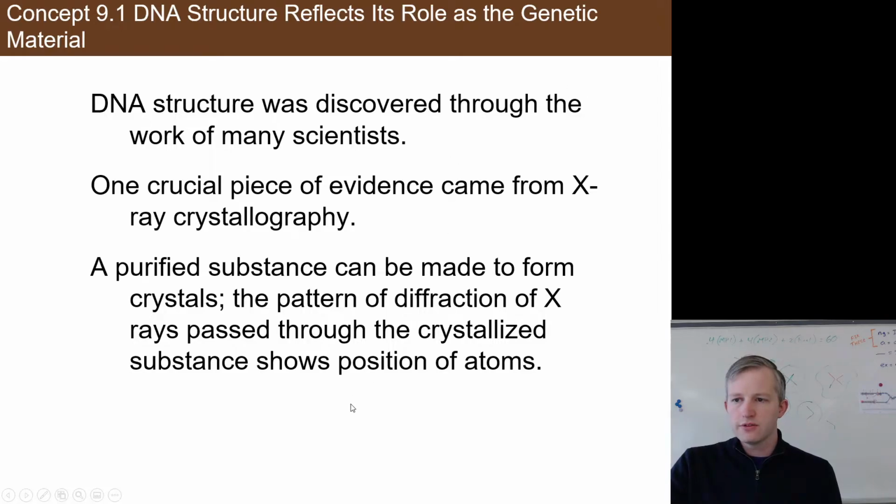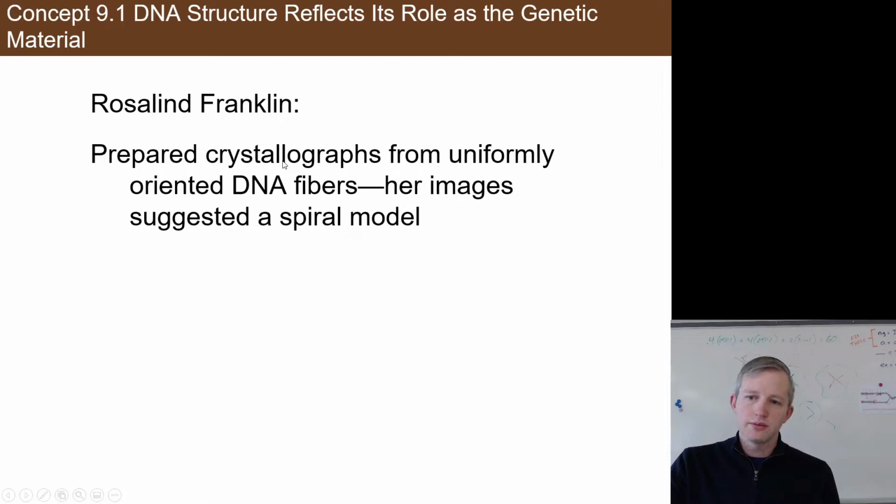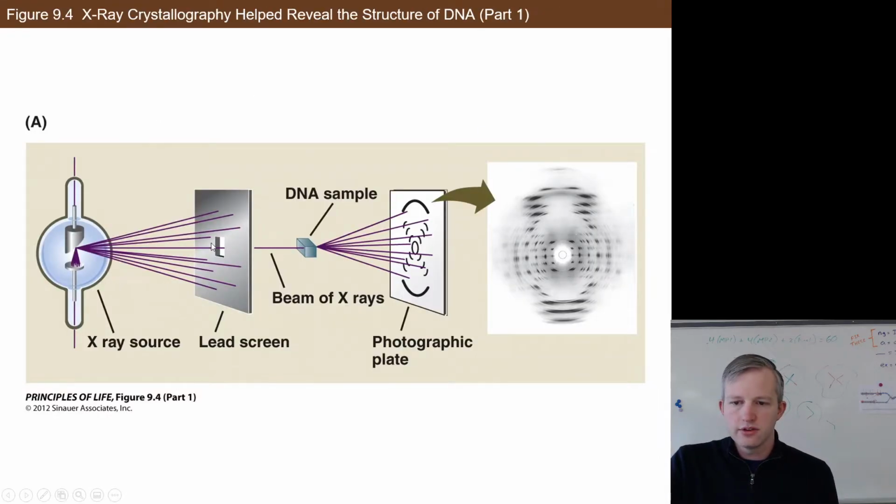So a whole bunch of different scientists were involved here. Rosalind Franklin appropriately gets some credit in our textbook. She was one of the crystallographers who identified evidence that supported the helical nature of DNA. And here's a diagram demonstrating how the X-rays were shot out, there's a lead screen, and so it's a very directed blast of X-ray that's allowed through and hits this DNA sample, and then that refracts onto a screen.